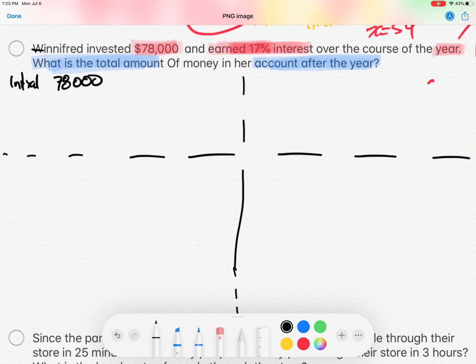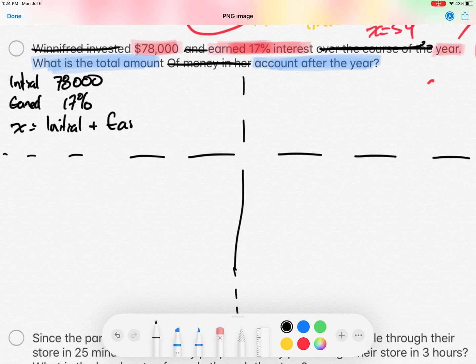Okay, so I've got that. Now I can take all this out. I don't need that anymore. Okay, 17%. So earned 17%. Is there a point in me finding out the opposite of 17? No, because that's not part of this question. So what am I looking for? X is going to be the initial plus the earned interest. There's my formula. I've already got my formula ready to go when I'm done.